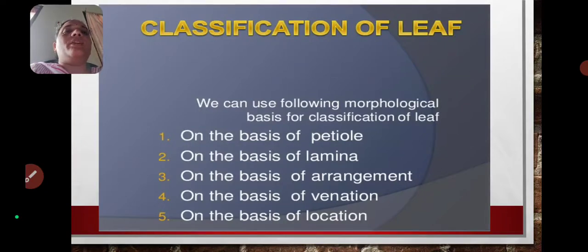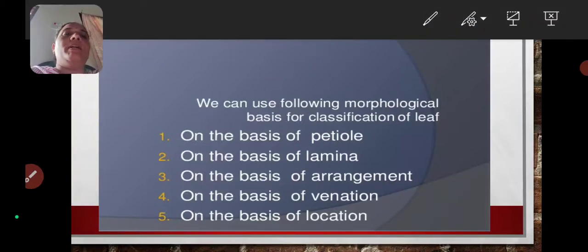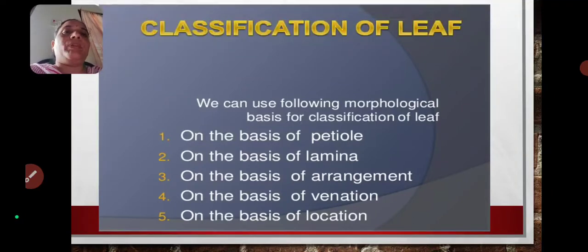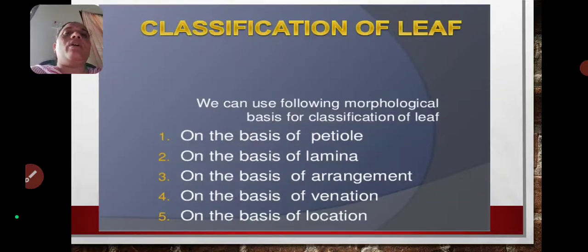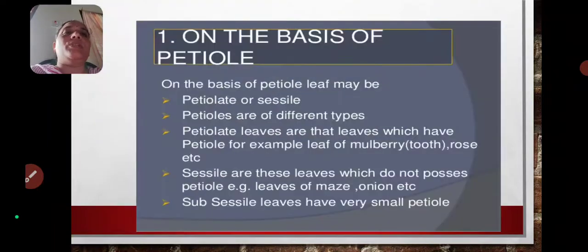Okay, so first of all we have to know about the classification of a leaf. So we can use the following morphological basis for the classification of leaf. Those are on the basis of petiole, on the basis of lamina, on the basis of arrangement, on the basis of venation, and on the basis of location. So one by one we have to discuss. First of all, on the basis of petiole.